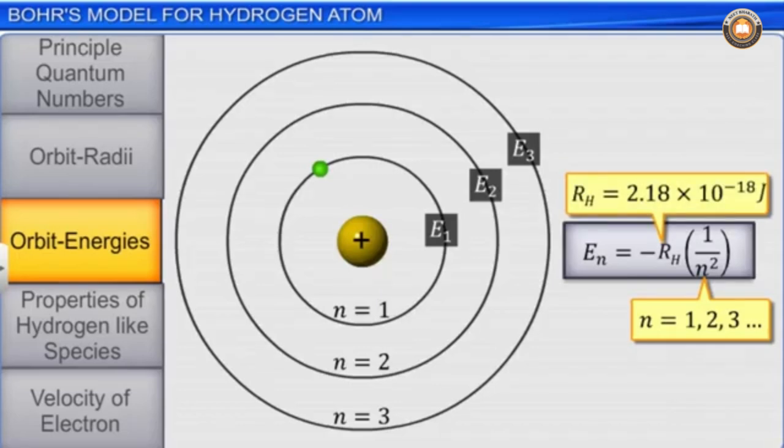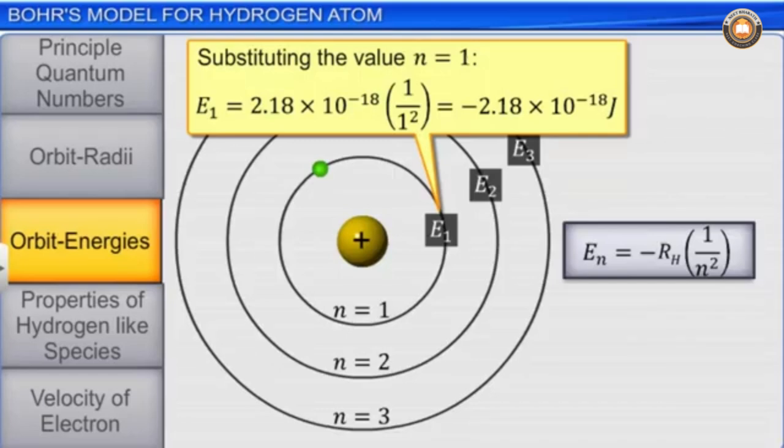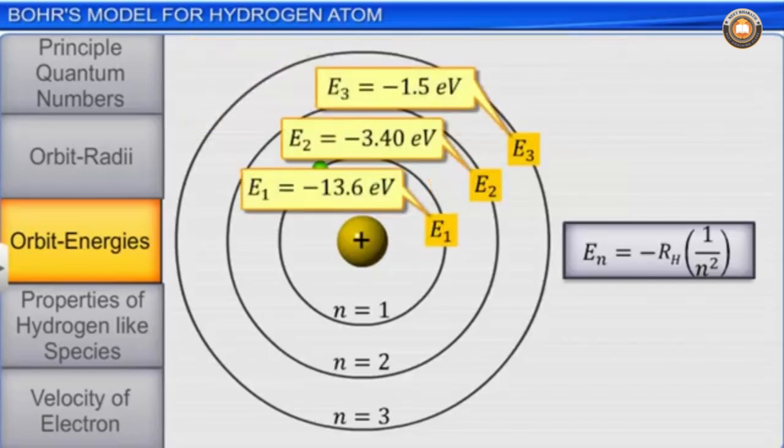Energy of the nth orbit of a hydrogen atom in electron volts is equal to minus 13.6 divided by n square. Thus, the energy of the ground state, n is equal to 1, for the hydrogen atom is equal to minus 2.18 multiplied by 10 raised to the power minus 18 joules. The energies of excited states can be measured in the same way and represented in the form of an energy level diagram.